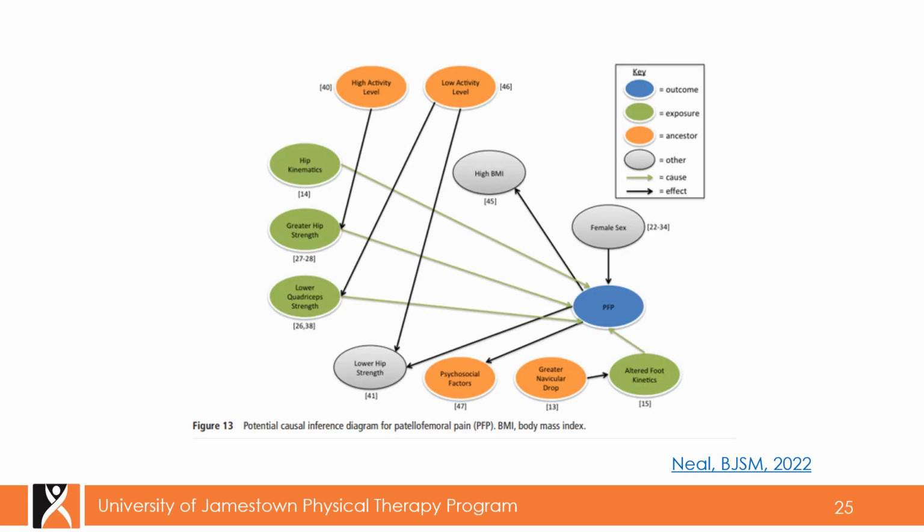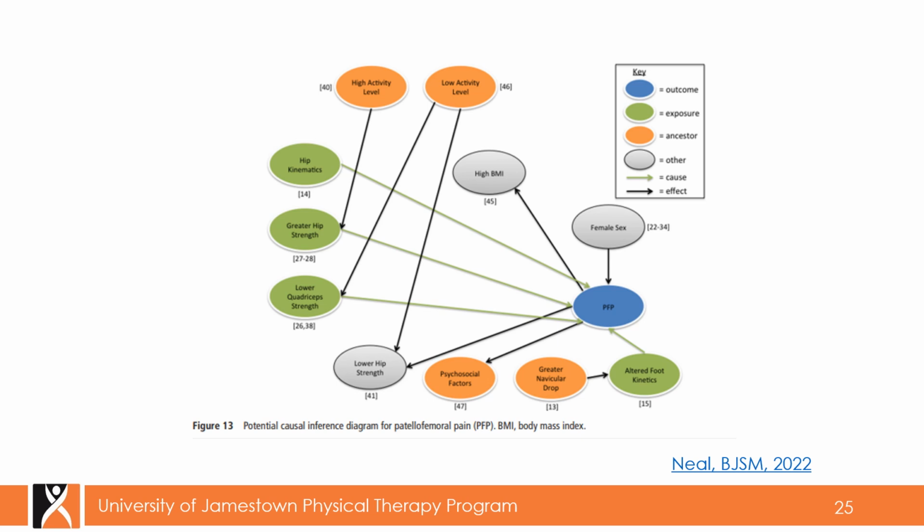I like this chart from that article looking at the different risk factors for the development of PFP. The reason I like it is because it does a good job revealing that there's a difference between association and causation. Again, in the study, they found that only greater hip strength in adolescent females and lower quad strength in military members were risk factors for the development of PFP.